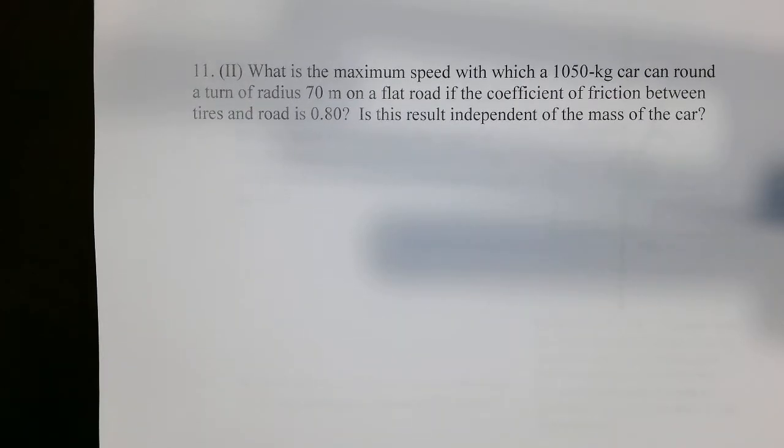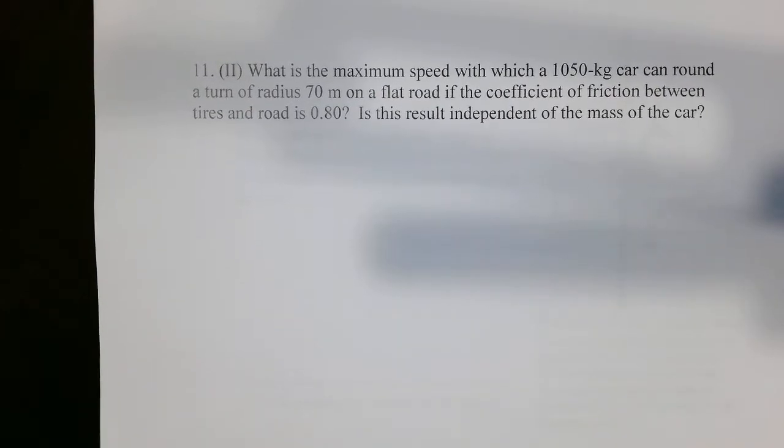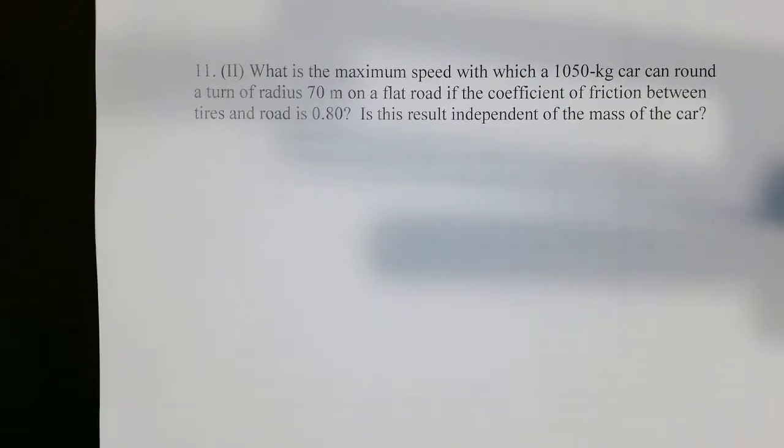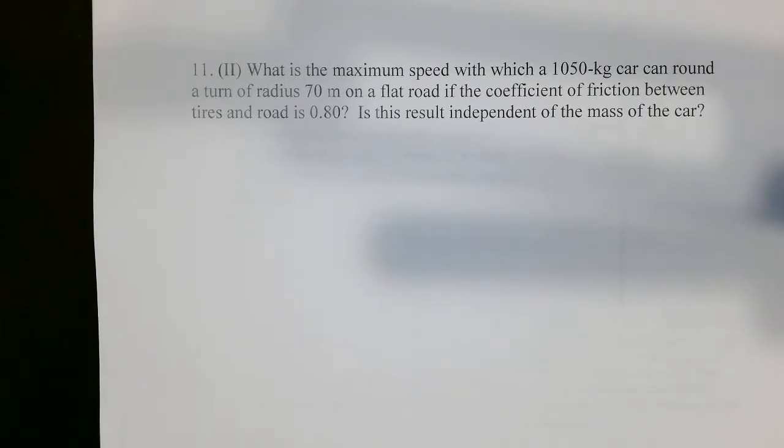All right, let's take a look at this. What is the maximum speed with which a 1,050 kilogram car can round a turn of radius 70 meters on a flat road if the coefficient of friction between the tires and the road is 0.8? So that's pretty good traction you have. Is this result independent of the mass of the car? Well, we could answer that.